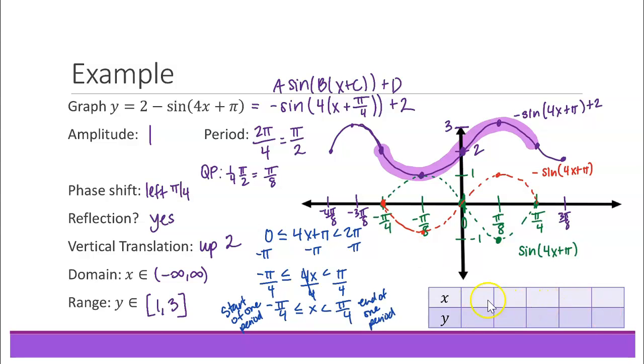And then here, we'll go ahead and fill out this table of values just to be really clear about what points are on our graph. So we have negative pi over 4, 2. We have negative pi over 8, 1. We have 0, 2. We have pi over 8, 3. And pi over 4, 2. So we have 5 distinct points on one period, clearly labeled and also written in a table.